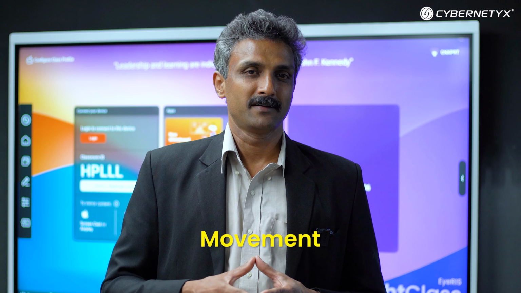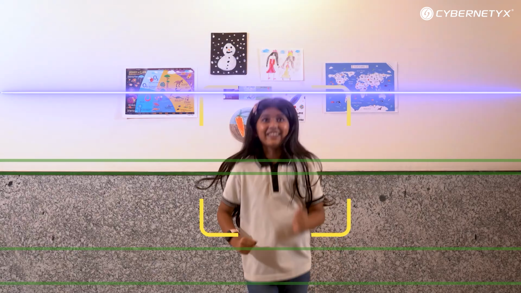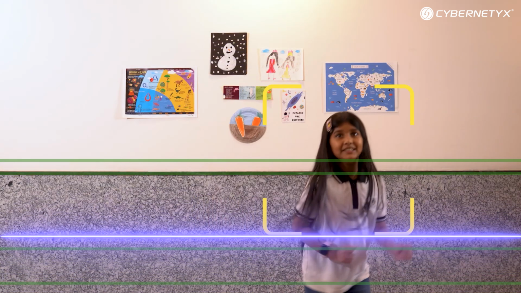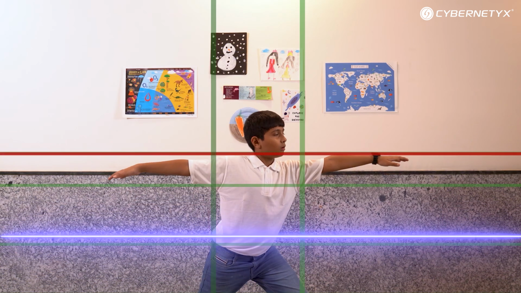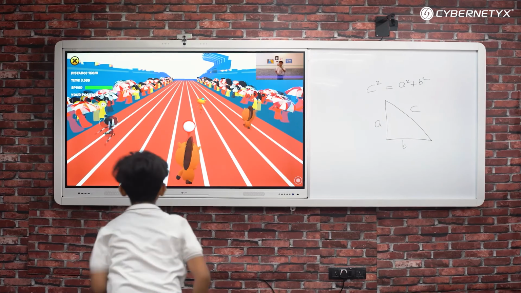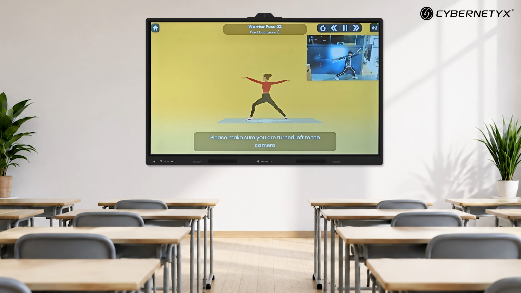And finally, for younger students, learning is not just about sitting and listening. They need movement, interaction, energy. This is where we extended the same system further. Students can stand in front of the board and engage physically. Jump, move, respond. Even guided yoga sessions where posture is tracked and feedback is given.